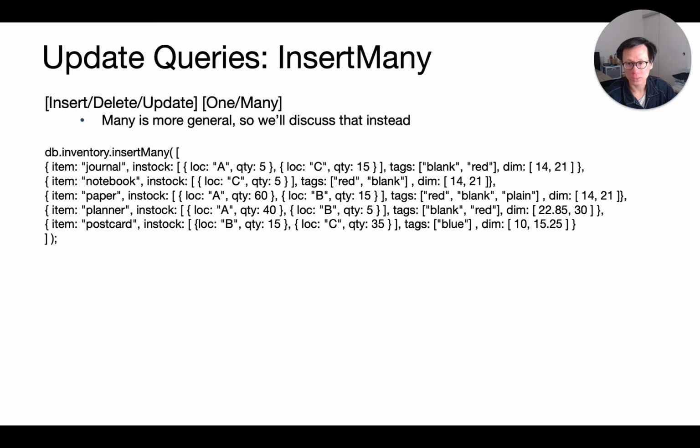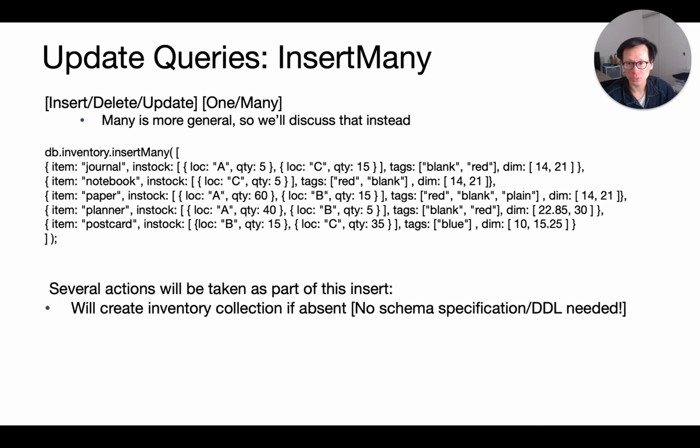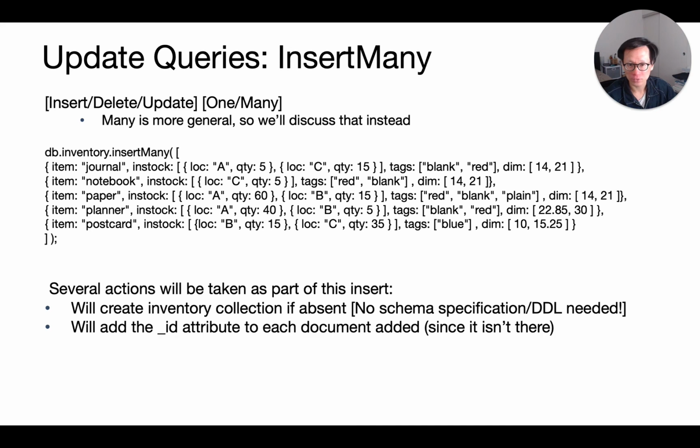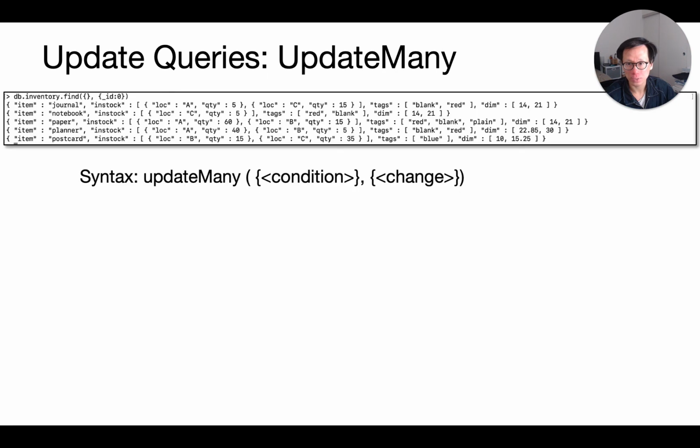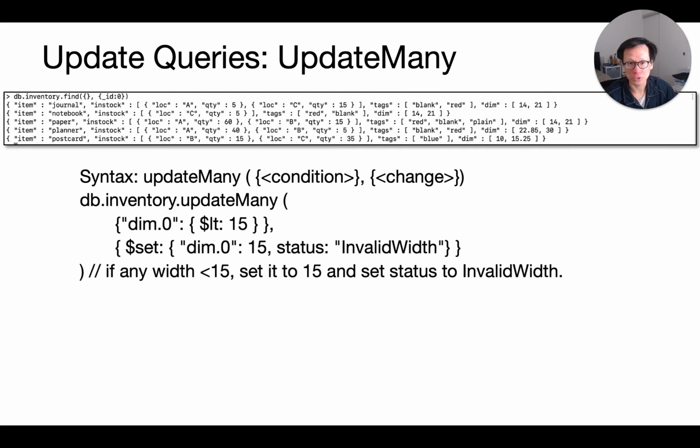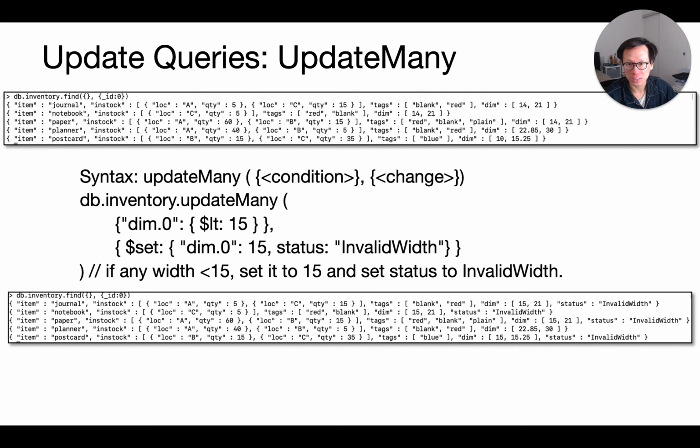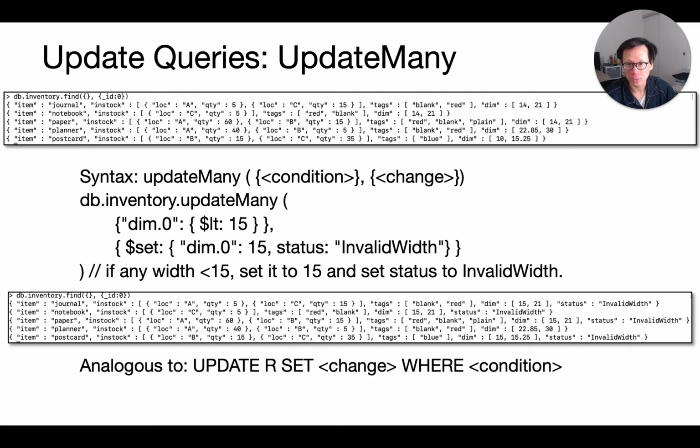And we will add the underscore ID attribute as the first field if it is a new document. And here in this update query, we change only those with the first dimension less than 15 and set their statuses to be invalid. This is similar to the update set where query in SQL.